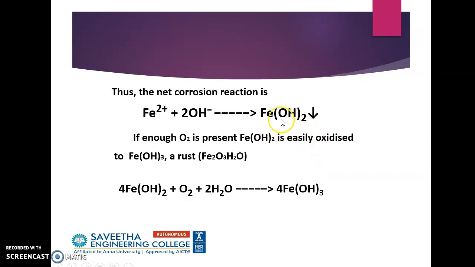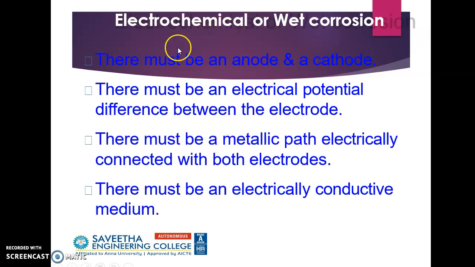So everything is rust. Iron(II) hydroxide is rust and iron(III) hydroxide is also rust, but it depends upon whether it is going to be yellow rust, brown rust or black rust. In the absence of oxygen, there will be formation of hematite or black rust. So for electrochemical or wet corrosion, there must be an anode and a cathode, and there must be an electrical potential difference between the electrodes. There must be a metallic path electrically connected with both electrodes, and there must be an electrically conducting medium. It need not be separate electrodes: where there is non-uniformity, the metal itself will behave like an anode in certain parts and like a cathode in other parts.